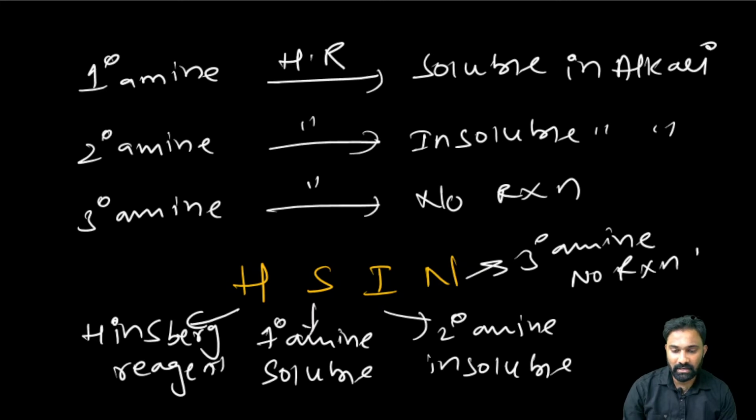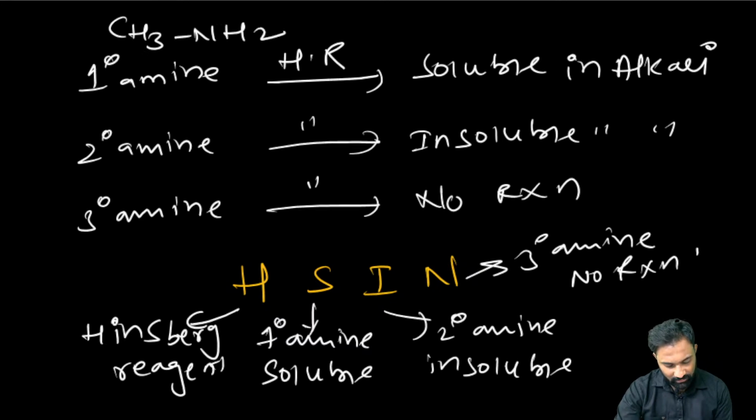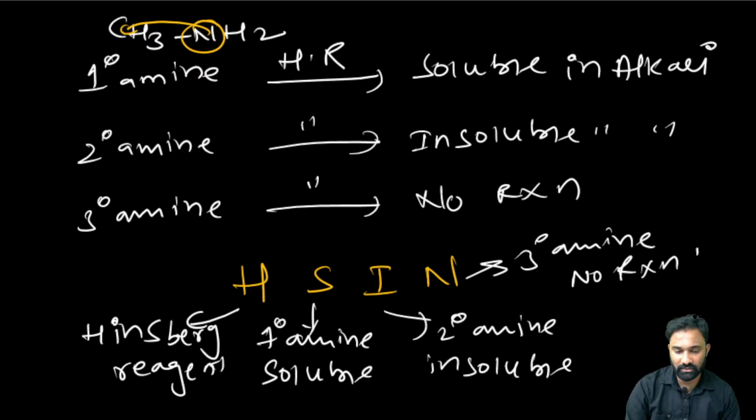My dear friend, amines are nothing but nitrogen containing compounds only, right? Amine is one nitrogen only. Nitrogen is here, you can see. Here this is a 1 degree amine. Now this nitrogen is attached to the carbon, right? Nitrogen containing compounds and the amines are the same. Don't get confused. Both are the same only. Clear? Now this is the Hinsberg reagent.